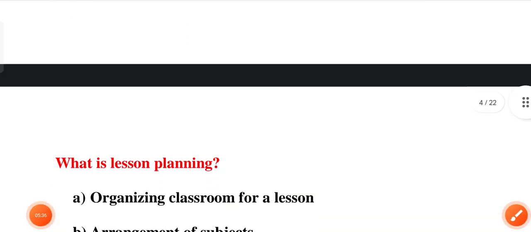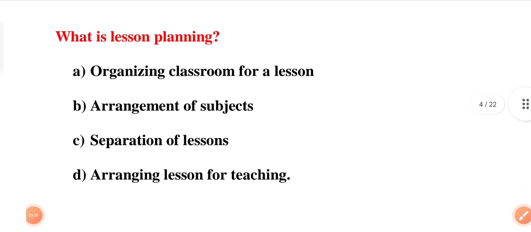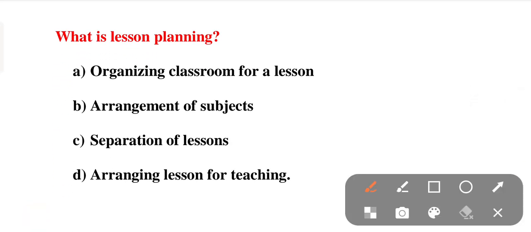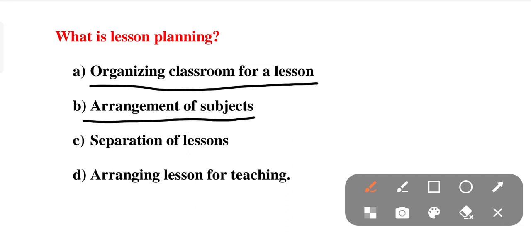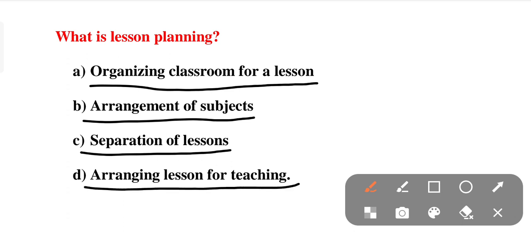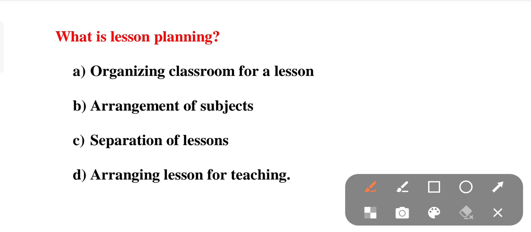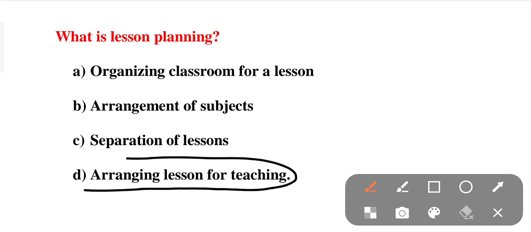So the next question is, what is lesson planning? Option A, organizing classroom for a lesson. Option B, arrangement of subjects. Option C, separation of lessons. Option D, arranging lesson for teaching. So the right one is arranging lesson for teaching.